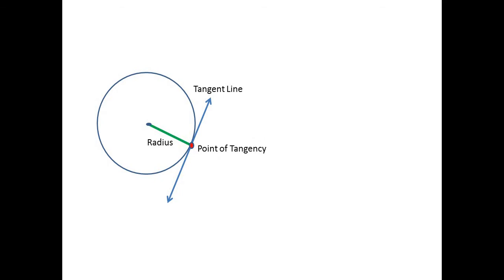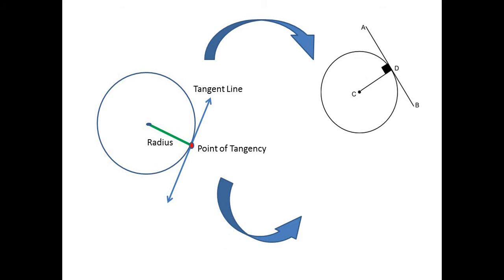Alright, when a tangent and radius intersect at a point of tangency, 90 degrees will form at this point. Okay, so you can see here, this is the radius and this is the tangent. If these two lines intersect, they will be perpendicular, right? So it will form 90 degrees. In any form, as long as it is a tangent to a circle, right?